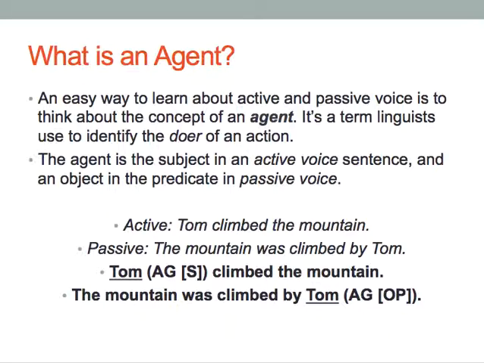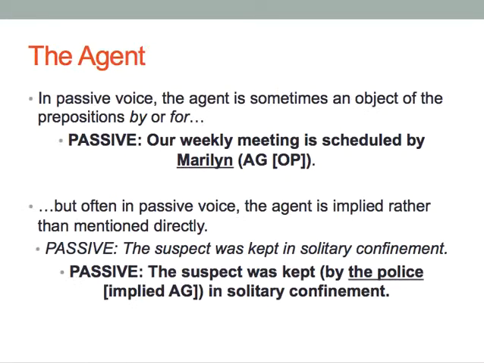The active sentence, Tom climbed the mountain. Tom is the agent, and he's the subject. He's the one doing the climbing in the active sentence. But in the passive sentence, the mountain was climbed by Tom. Tom has been shifted to an object of a preposition in the predicate of the sentence. And he's the agent there too, you see it listed. So that's the distinction that we make.